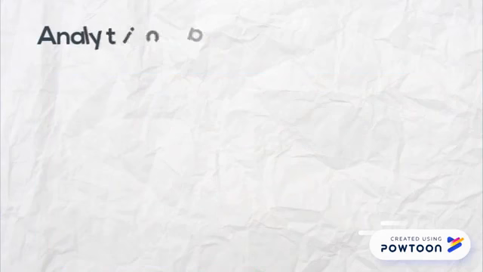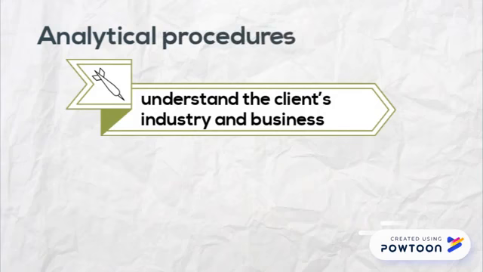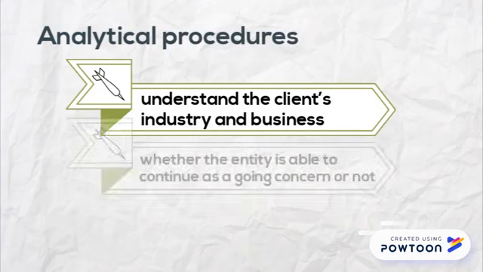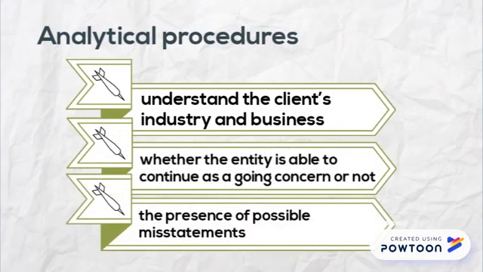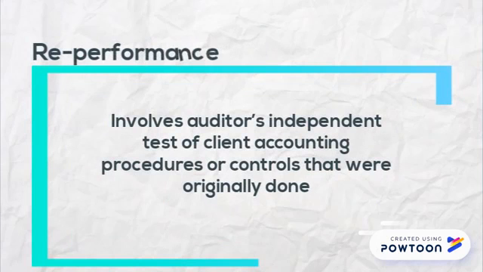Analytical procedures involves understanding the client industry and business, evaluating whether the entity is able to continue as a going concern or not, and stating whether there is the presence of possible misstatements or not. And lastly, re-performance involves auditors' independent test of client accounting procedures or controls that were originally done.